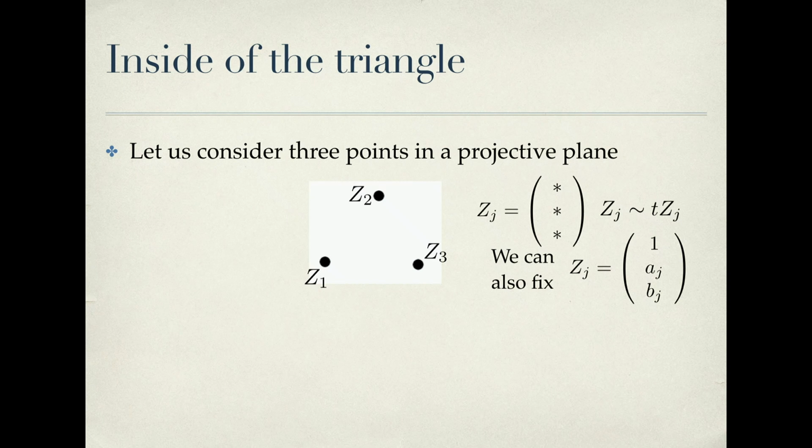Okay, so let's think about the inside of the triangle. So we have 3 points on a plane, and now it's a projective plane. So I'm aware that projective geometry is not an extremely common subject, but the projectiveness here says that, well, these points Z are 3-dimensional vectors, but there is this rescaling, so Z and tZ are identified, which means that I can, for example, fix the first component to be 1, and it's only these two components which are independent.